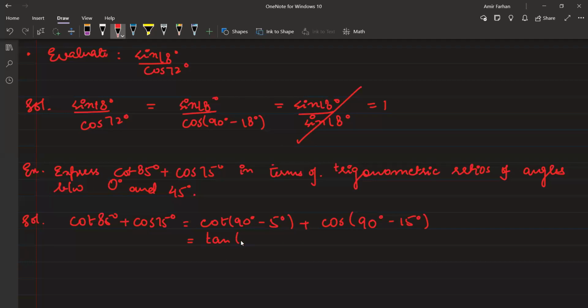Yes, cot 90 minus theta will be tan. Now, Adil, can you tell me what will be the angle here? 5. Very good. Plus cos 90 minus theta. What should be the complementary ratio? No, Adil, this is cot. This is cos. Yes, sine. Sine A. What is the angle here? 15. Very good. So, Adil, this is the answer.